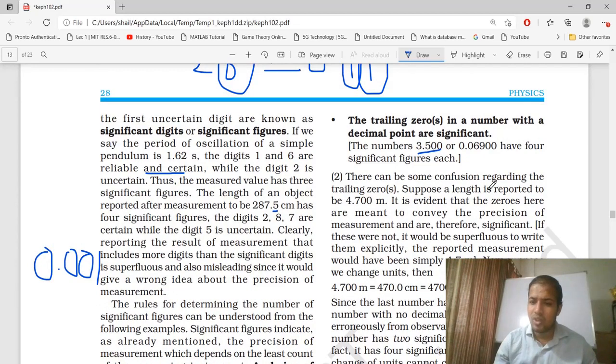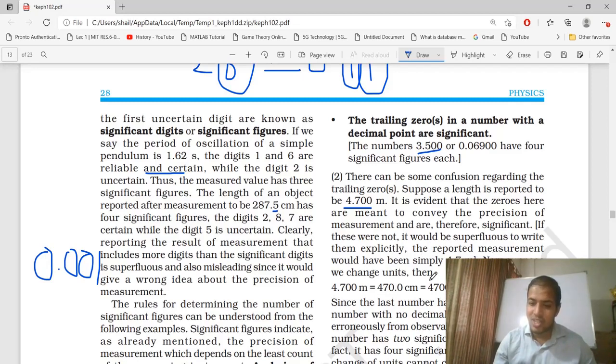There can be some confusion regarding the trailing zeros. Suppose the length is reported to be 4.700 meter. It is evident that the zeros here are meant to convey the precision of measurement, because suppose we are using vernier calipers that have this precision, so we do not ignore these zeros. If the measuring instrument has that much resolution, then we have to write them to convey the precision. Therefore they are significant. If they were not, it would be superfluous to write them explicitly. The reported measurement would be simply 4.7 meter.